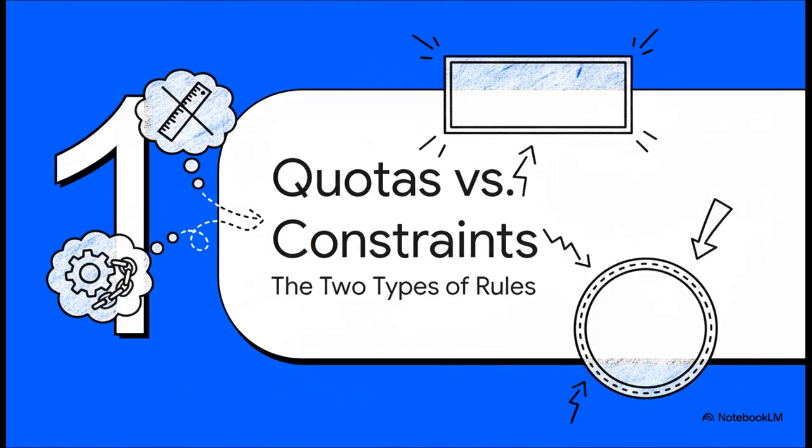The first and most critical thing to get your head around is that not all limits in DynamoDB are created equal. Nope. They fall into two totally separate categories, the ones you can change and the ones you absolutely can't. And understanding that difference is fundamental to building anything that's going to scale.